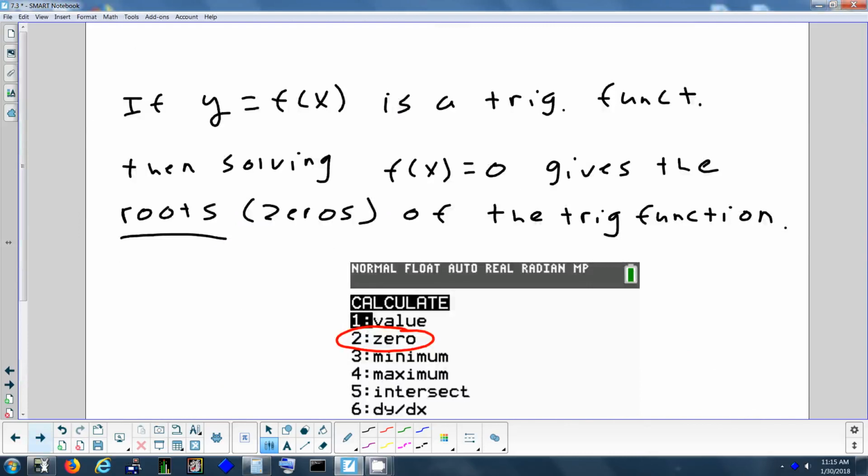All right, so just a reminder that if you set a trig function equal to 0 and you solve it, that's not finding an intercept. That's finding a 0. Okay, and we've done that before, early on. So if you set a trig function equal to 0 and solve it, you are finding the roots, or the zeros of the equation. So, in the directions of a problem, if it says find the roots or find the zeros, what it means to do is set the equation equal to 0 and solve it. Tell me where it crosses the x-axis.